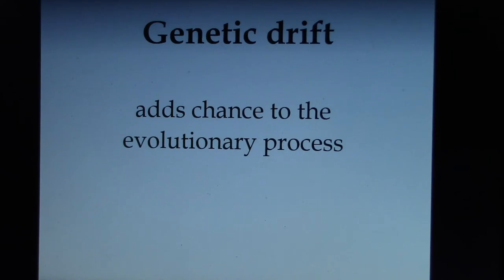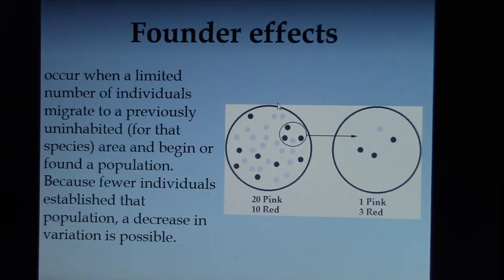And what this does is this adds chance. So there had been a large population and boom, now you've got a smaller number of individuals. So what happens as far as allele frequencies? So there are two types of genetic drift. One would be the founder effect, and the other would be the population bottleneck.